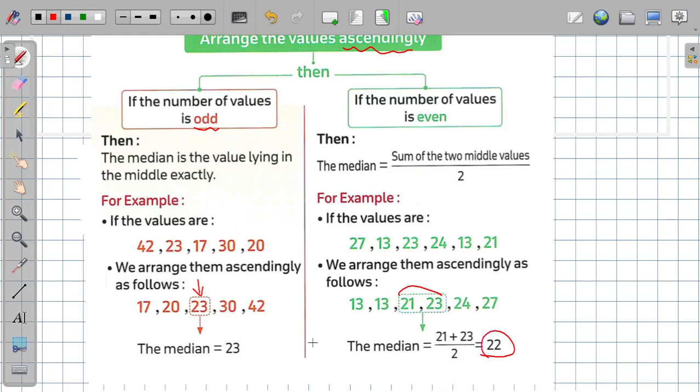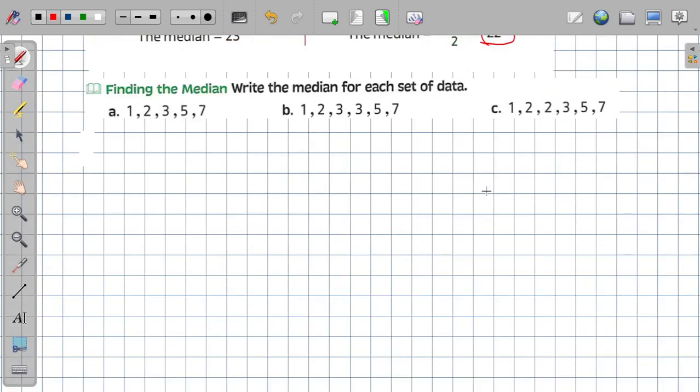Okay, so if the number of values is odd, we have one middle value. But if the number of values is even, we have 2 values. And after getting the 2 values, we will add them together, and after that, we will divide by 2. Okay, so if we have an example like this, where it asks me to find the median and write it, I have 1, 2, 3, 4, 5 values. So the median will be the number in the middle. So I have 3. Okay, so I can say median equals 3.